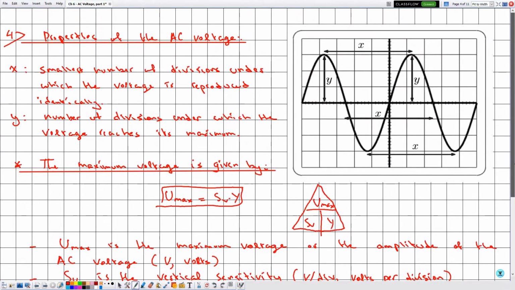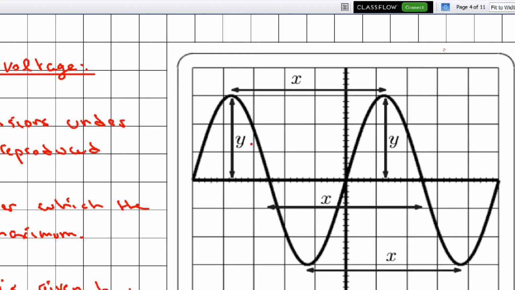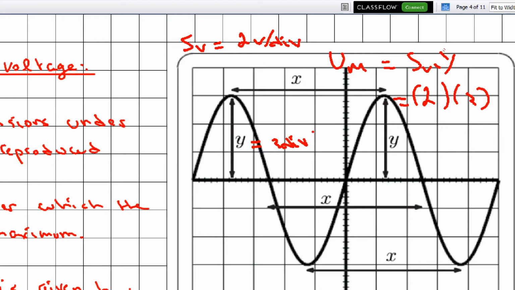So here what I'm trying to say, if I want to give an example, suppose that in this case the value of y is given by 3 divisions and the vertical sensitivity is given by 2 volts per division. Then directly we can calculate the maximum voltage, which is given by U max is equal to SV multiplied by y. The value of SV is 2, the value of y is 3. Here we don't distinguish between y if it's positive or negative. Recall that in the case of the DC voltage, depending whether y is displaced upward or downward, the value of y is positive or negative. But in the case of AC voltage, the value of y is always considered to be positive, and this is given by 6 volts.